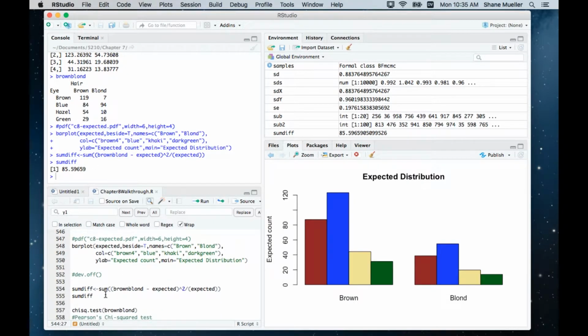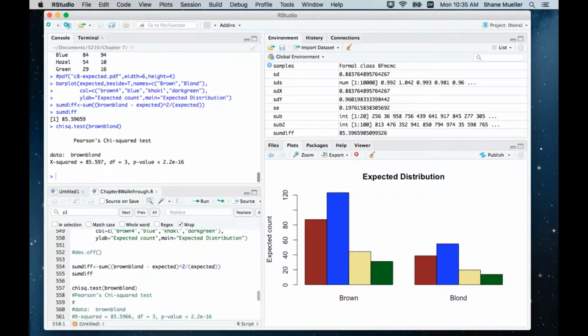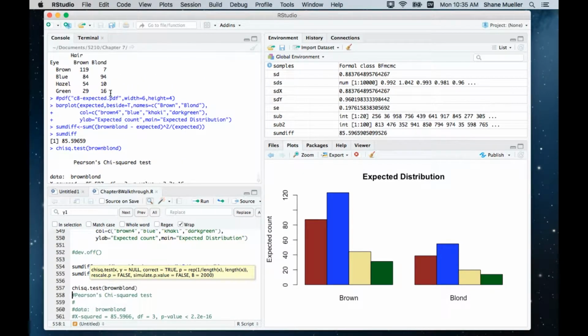So this statistic we just calculated is called the chi-squared statistic, and it has a null distribution. It has a distribution under the null given the size of this matrix. And so it has a test against the null hypothesis. If we do a chi-squared test of brown blonde on this matrix, it will give us a chi-squared value. The degrees of freedom is 3 because it's the rows minus 1 times the columns minus 1. So it's 4 minus 1, which is 3, times 2 minus 1, which is 1. The whole thing is 3.